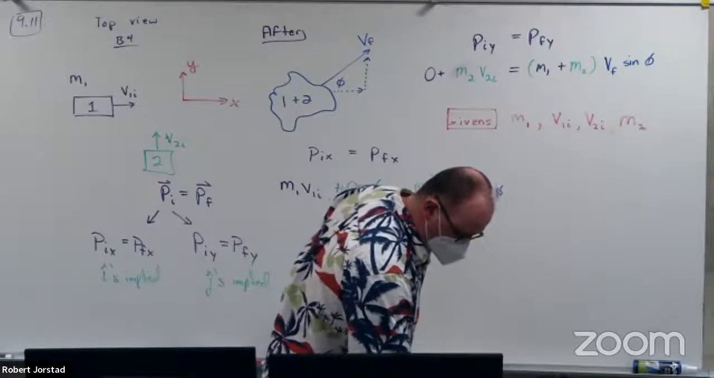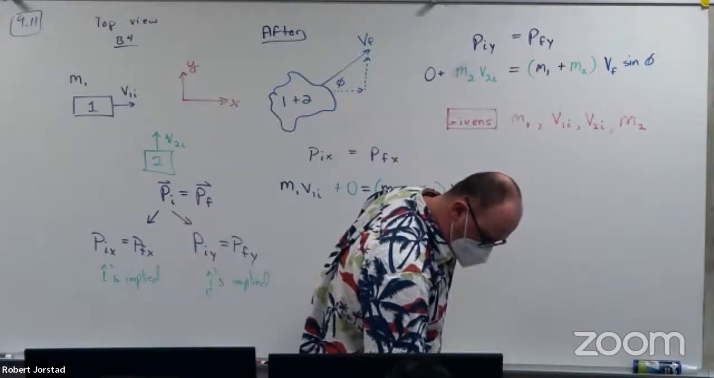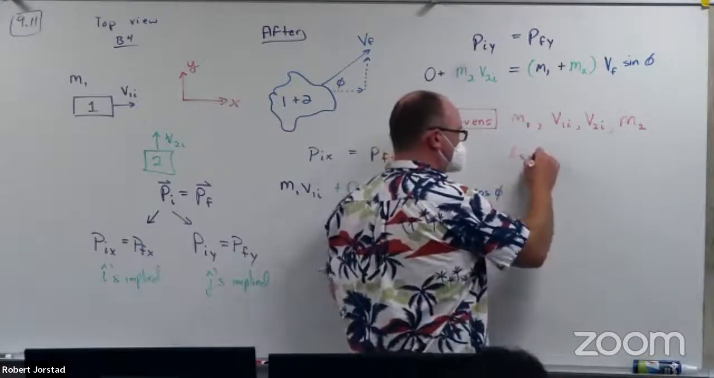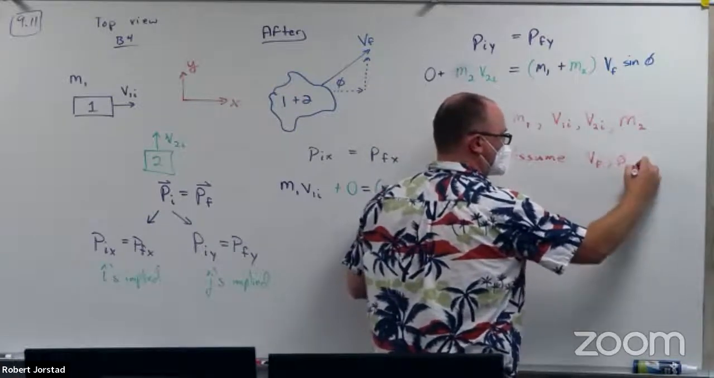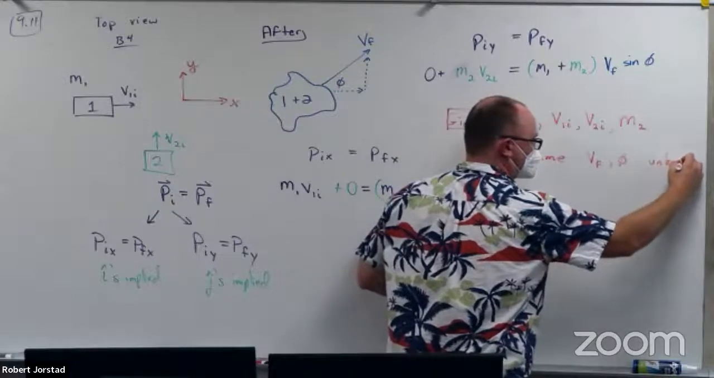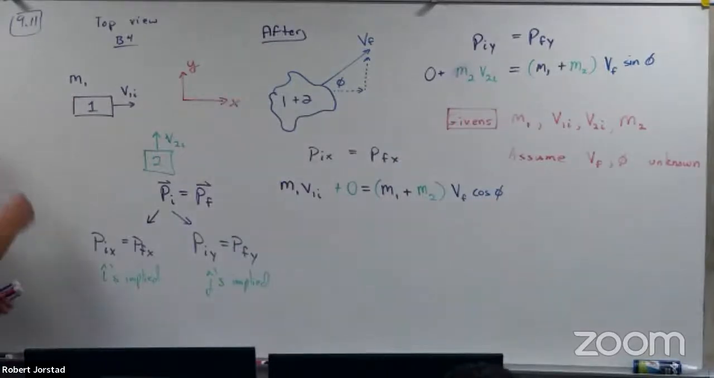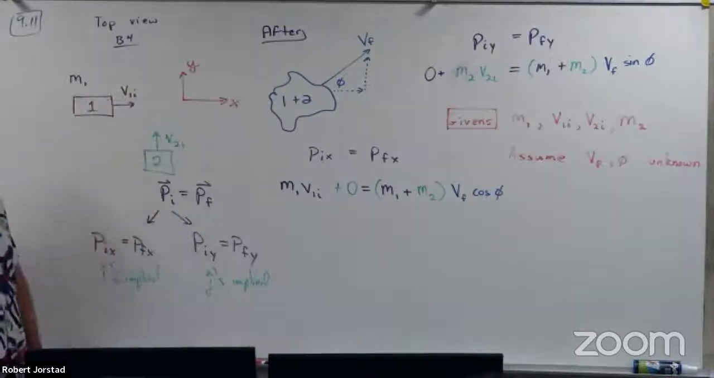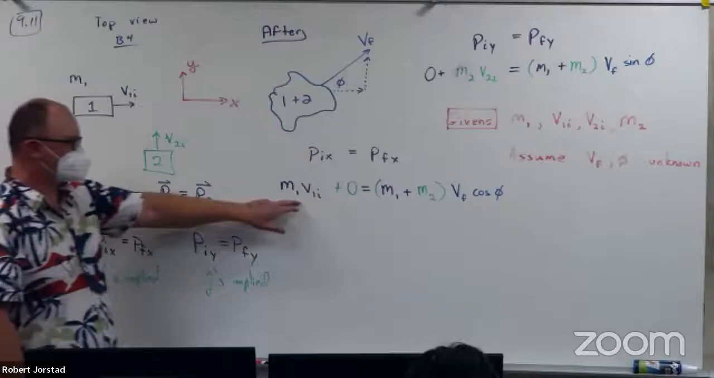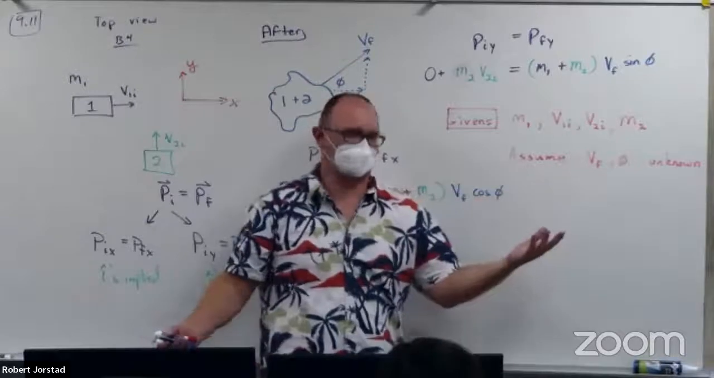Is V final given? No. What about V? It's not clear. Do you agree? I'm going to assume V final, V unknown, because it's not really clear if those are given or not. I bet we could figure them out. In particular, how many equations do you see? Two. How many unknowns? I bet we can do the problem. Agreed?